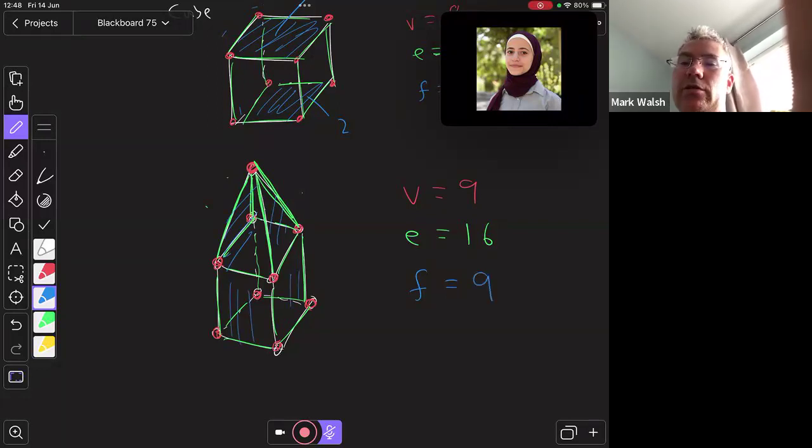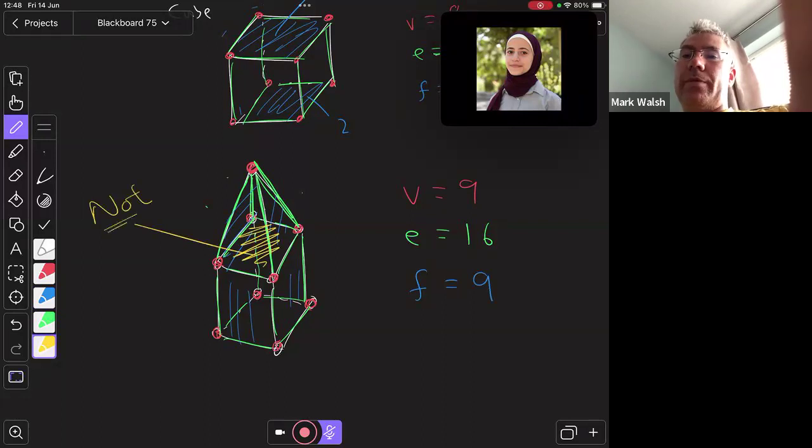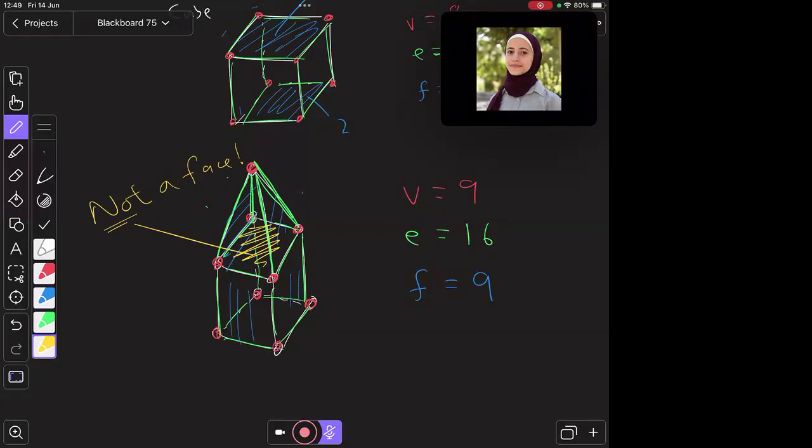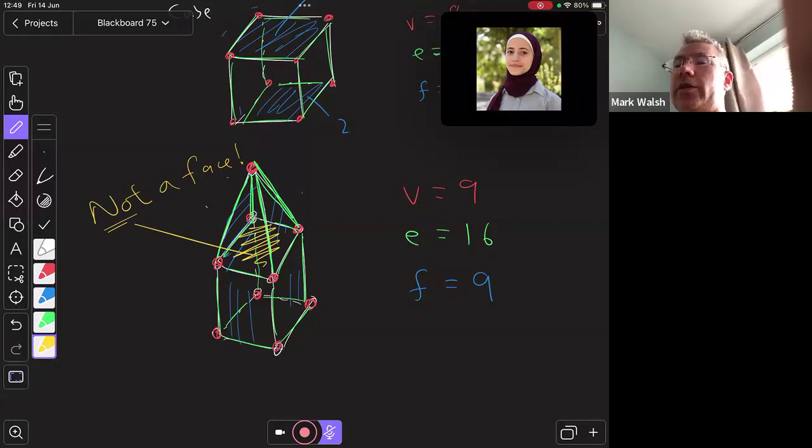Does that make sense? So notice that there is not a face. You understand that? You're okay with that, Lean? Yeah, it's all clear. That yellow one's not a face. Only the outside counts as faces. Okay, yeah. So we did a bunch of little countings.